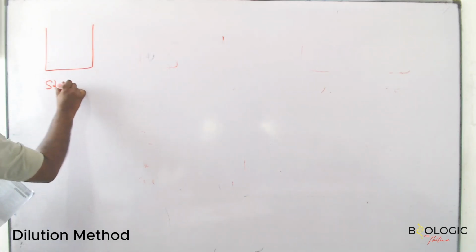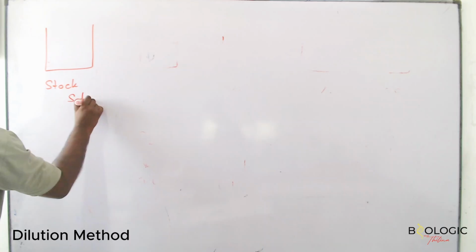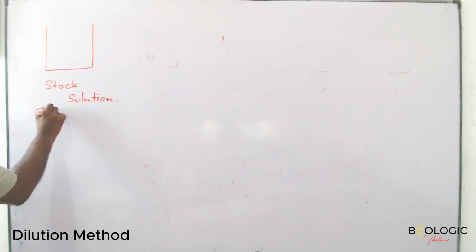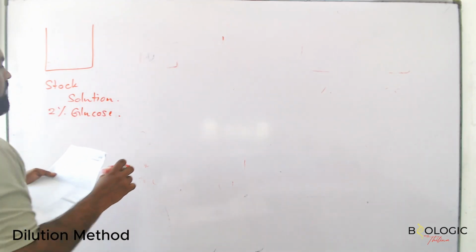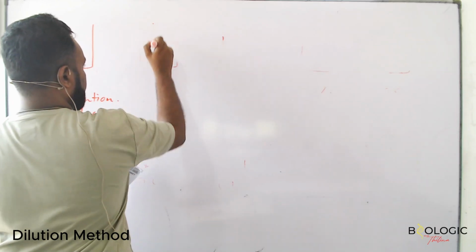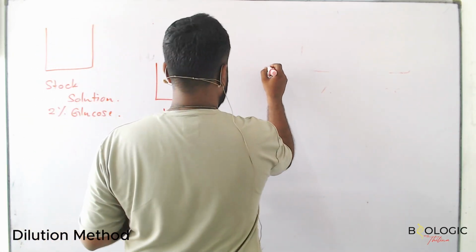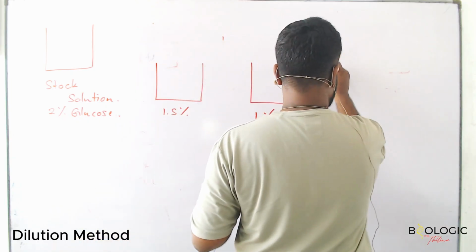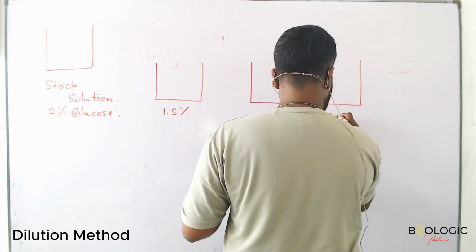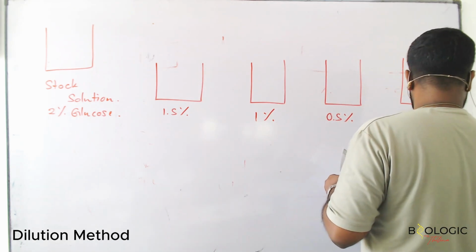Stock solution. Only use the top part. Okay. This is the top part. Stock solution, which is 2% glucose. Then we need to prepare 1.5%, 1%, 0.5%, 0.25%.